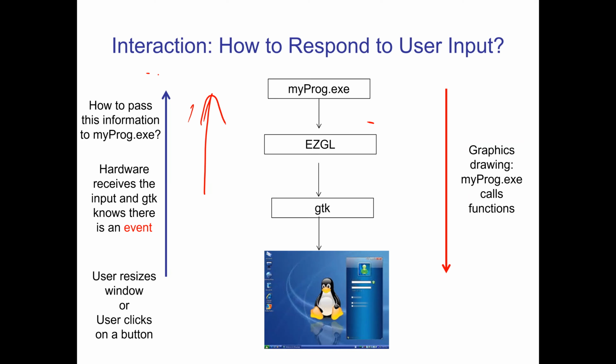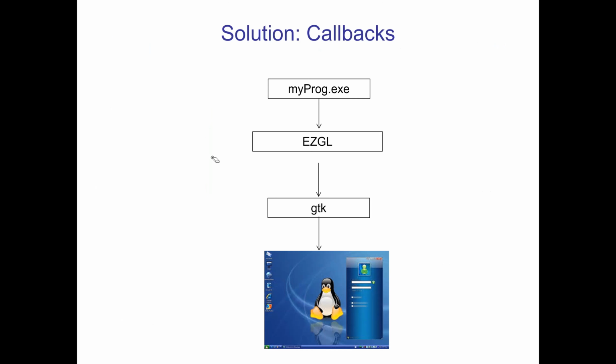Yeah, that's a great answer. So it's perfect, okay? And this is so common, it's given a name. It's called a callback. So you don't know when this is going to happen. The user's going to resize the screen or click on a button, but you do know if that happens, I want you to call this function. So you have to register callbacks.